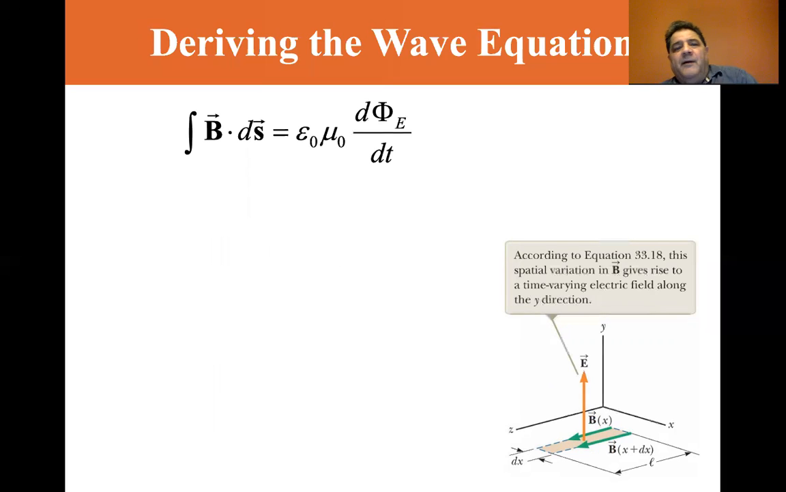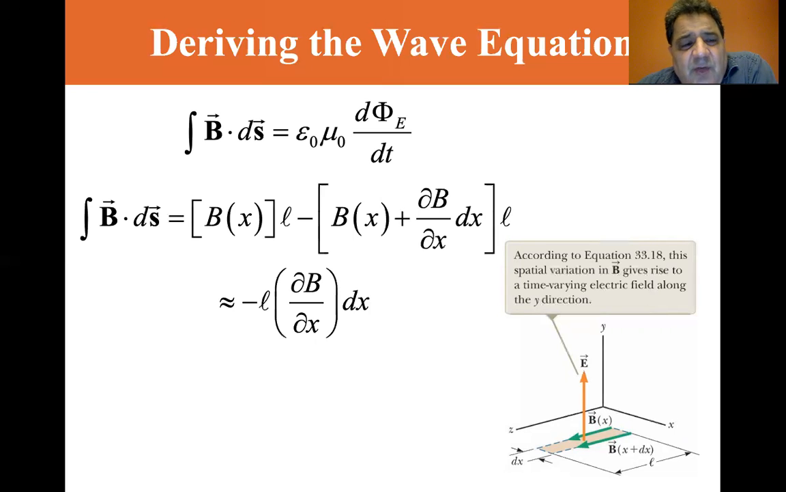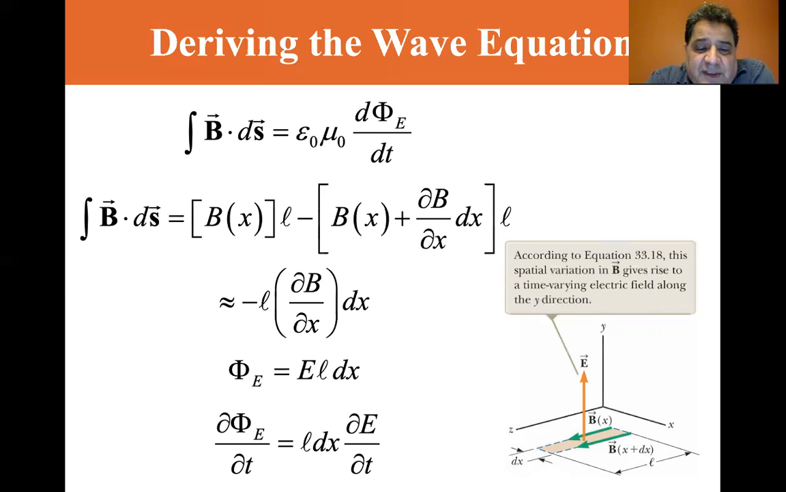Now, the integral of B dot ds is equal to mu 0 epsilon 0, the permeability and the permittivity, times d phi_E/dt. Now we're looking at the magnetic components. The integral of B dot ds is equal to B_x L minus (B_x plus partial B partial x dx) times L, which is approximately minus L partial of B partial of x dx, equals... phi_E, the electric flux, equals E L dx. So the partial of the electric flux with respect to t equals L dx partial of E partial of t.